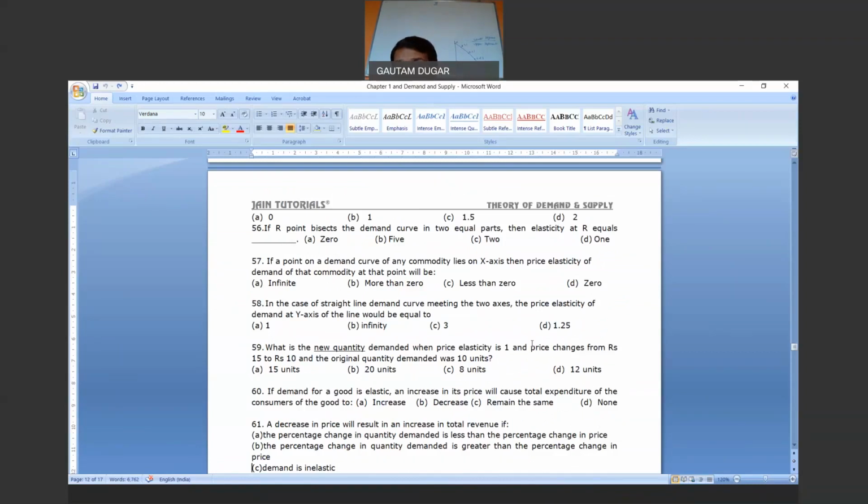Listen carefully to 57. If a point on a demand curve of any commodity lies on the x-axis, then the price elasticity of demand of that commodity at that point will be... If it's on the OX axis, then the elasticity of demand is equal to 0. So 57 is D. That's the right answer. 58.